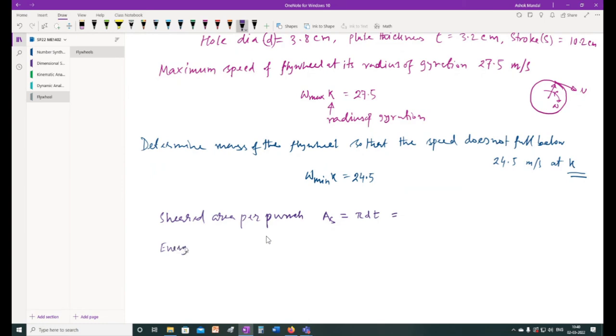Energy required per punch. So what is the energy required per punch? This is equal to 600 into AS. This is 382 centimeter square, 38.2, right? And so this is 600 into 38.2, which is equal to 2292, I think.